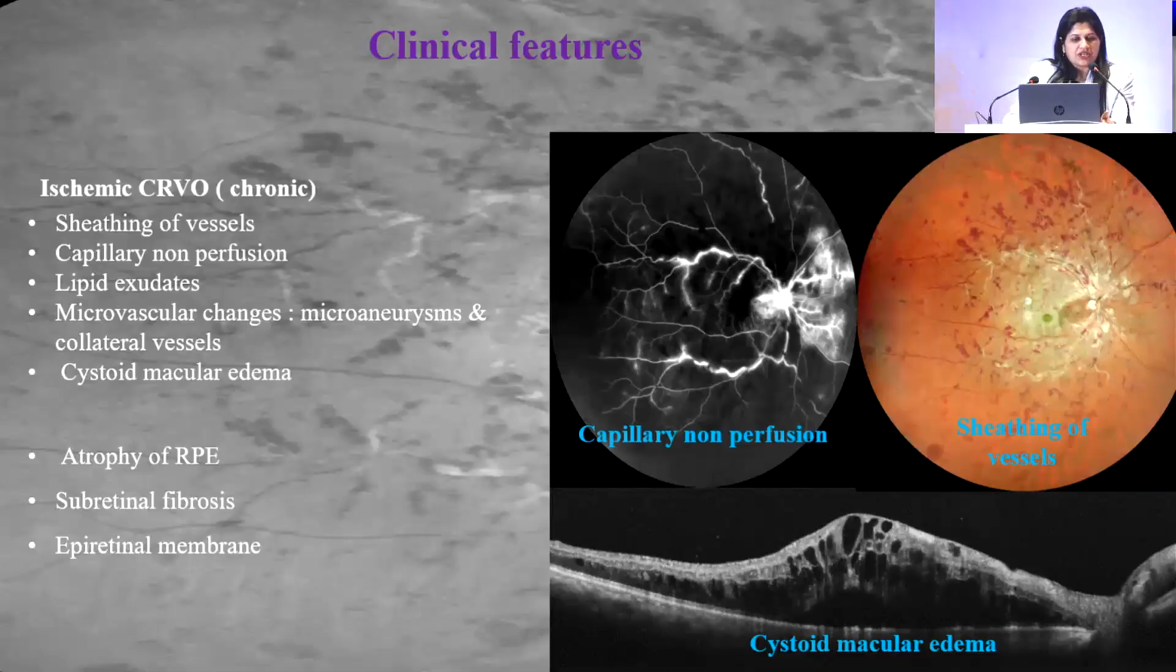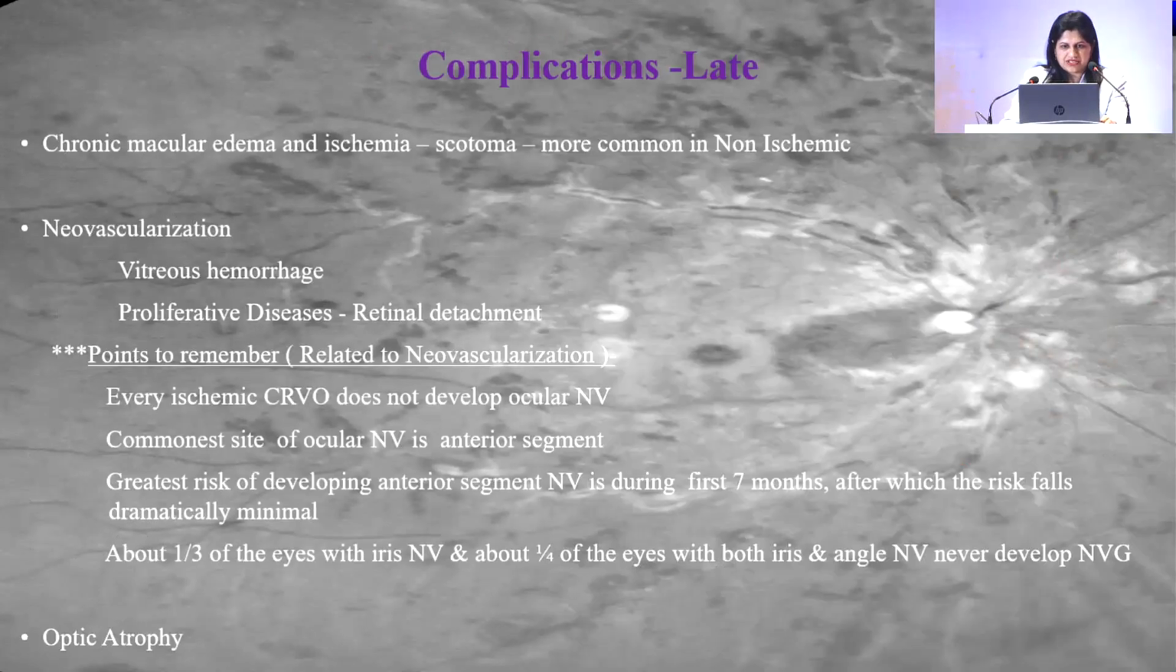In cases of chronic ischemic CRVO, you will also see sheathing of the blood vessels, capillary non-perfusion areas, and lipid exudation. Microvascular changes like microaneurysms and collaterals may also develop, along with cystoid macular edema. Sometimes you will get atrophy of the RPE, subretinal fibrosis, and even an epiretinal membrane on the OCT. These are the late complications like chronic macular edema and ischemia, which lead to scotoma, which is more common in non-ischemic cases.